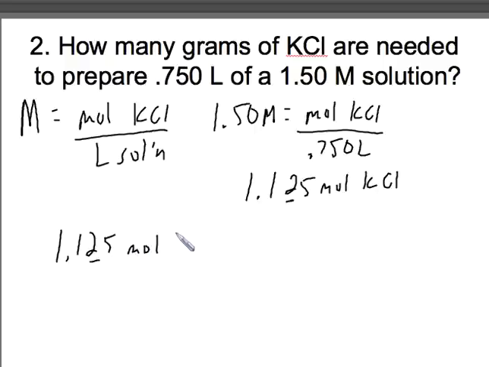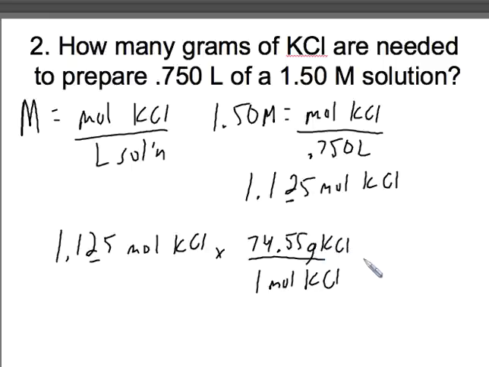Moles of KCl. And then for every 1 mole, I need to cancel diagonally. There are 74.55 grams of KCl. That's by just adding up the K and the Cl from the periodic table. And when I do that with my calculator, I'm going to get 83.9 grams of KCl. 3 sig figs, so I have 3 sig figs in my givens. So how would I make something like this?